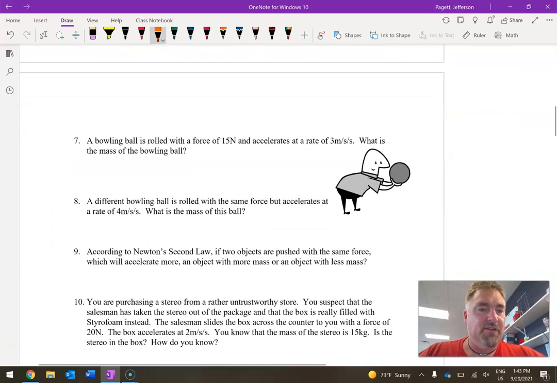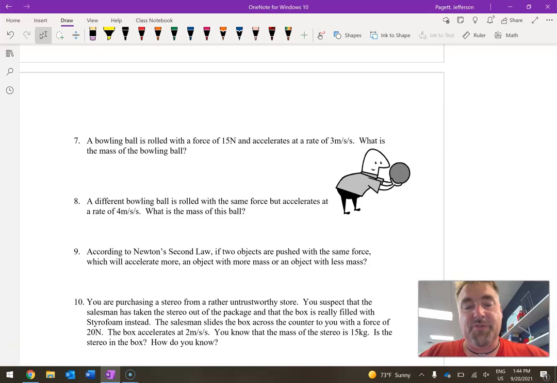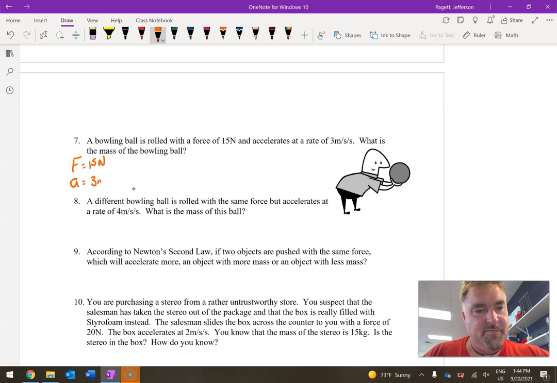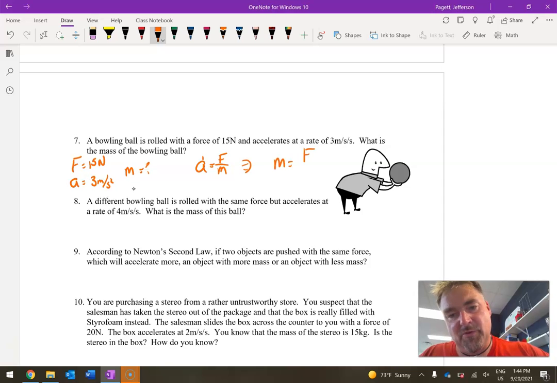Scrolling up, a bowling ball is rolled with a force of 15 newtons, accelerates at a rate of 3 meters per second squared. What's the mass of the bowling ball? So again, here I know my force is now 15 newtons. I know that my acceleration is 3 meters per second squared, and I'm looking for the mass. So I'm going to go with F equals ma again, or a is equal to F over m. If I rewrite this, m becomes F over a.